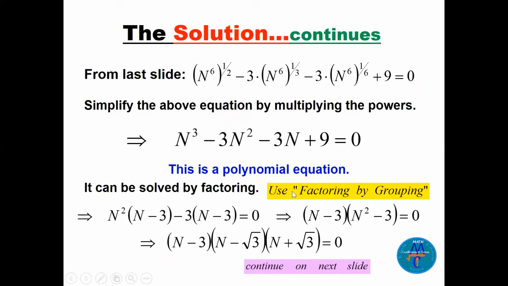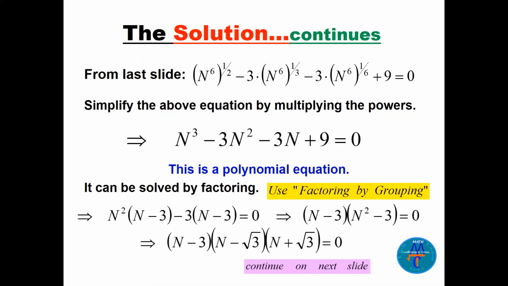We can use factoring by grouping. Take the first two terms: n squared times (n - 3). Take -3 from the other two terms: (n - 3). This is a common factor again, four terms. So n - 3 is common, then we have n squared minus 3. We can factor this in real numbers. It will be (n - √3)(n + √3). Let's continue on the next slide.